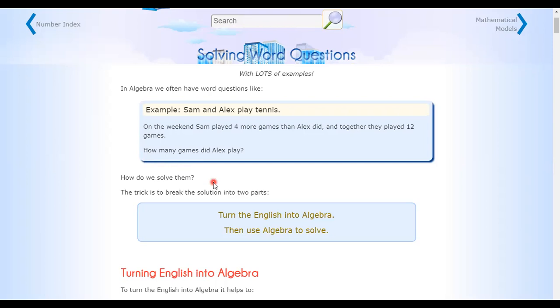Although there are so many ways, the trick is to break the solution into parts. Whatever the problem is, you may have a very lengthy statement, as you saw last time, but the answers are very simple. So what you have to do is break down the problem: turn the English into algebra, then use algebra to solve.